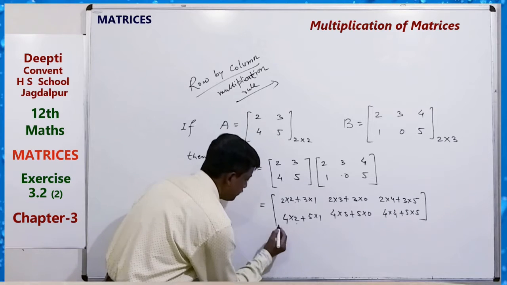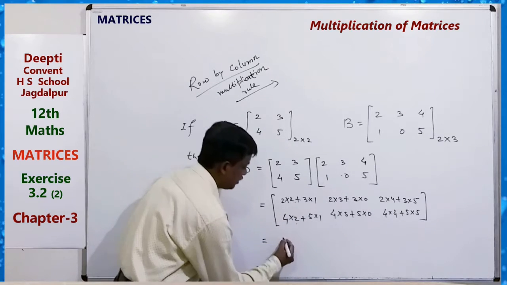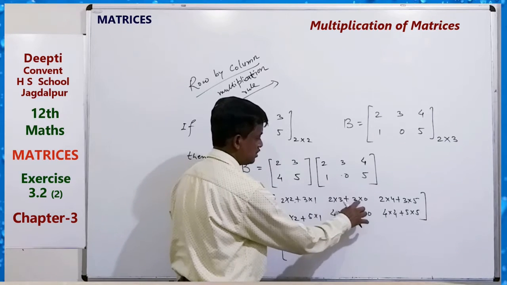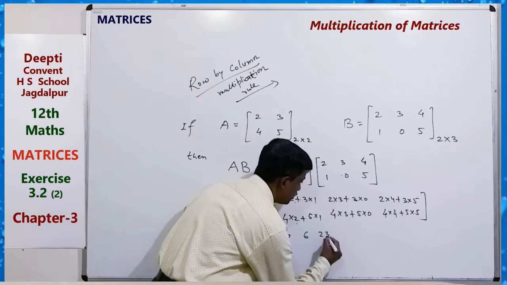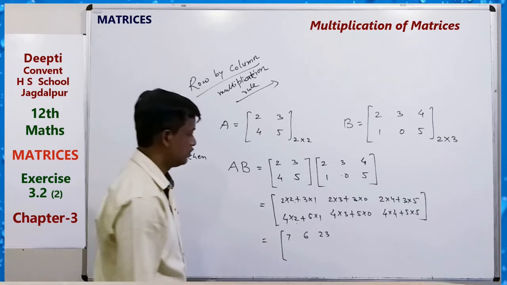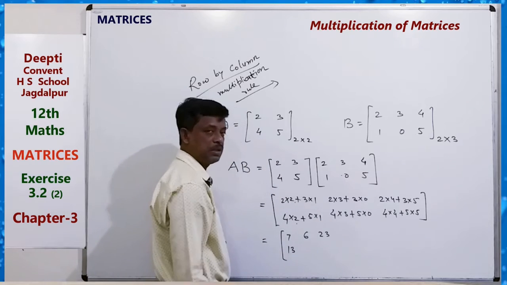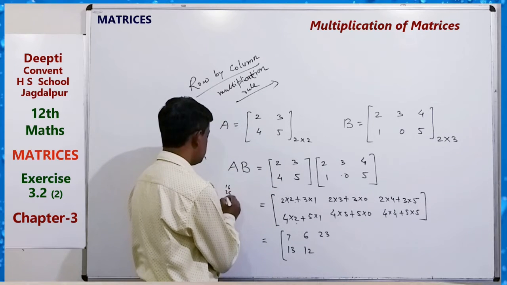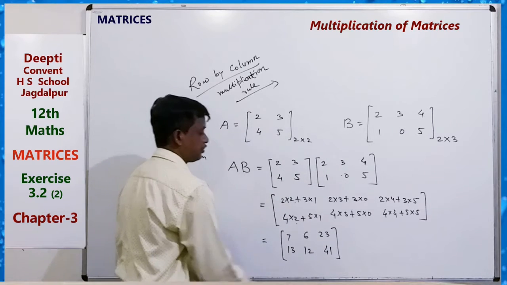Now just write it. 2 into 2 is 4 plus 3 is 7. 2 into 3 is 6 plus 0 is 6. 8 plus 15 is 23. 8 plus 5, 12 plus 0, 16 plus 25 is 41. Just like this. Clear?